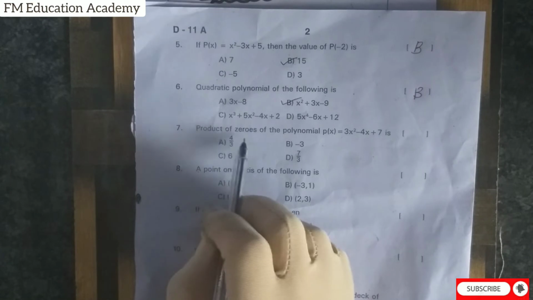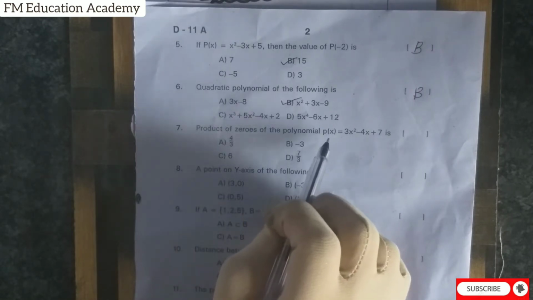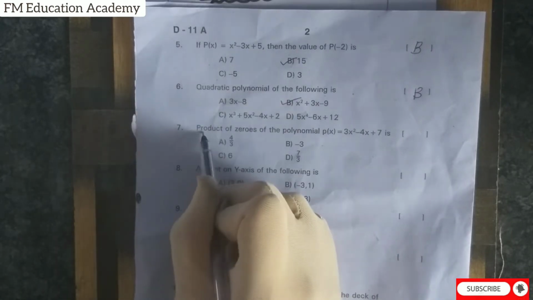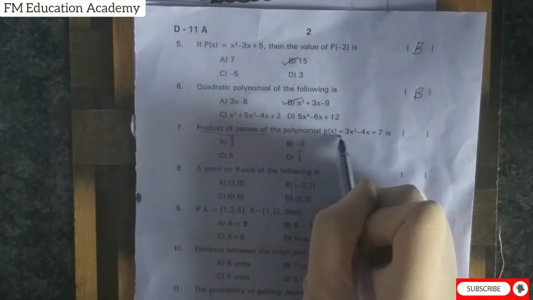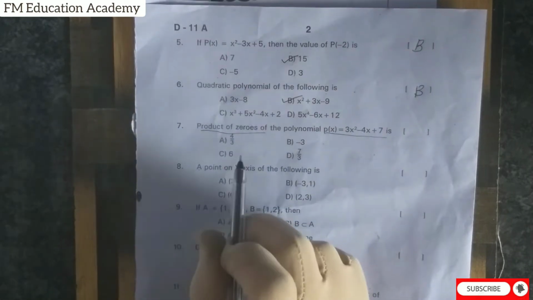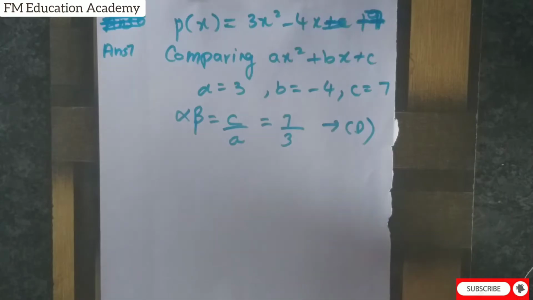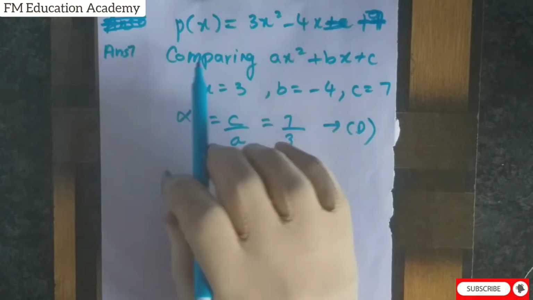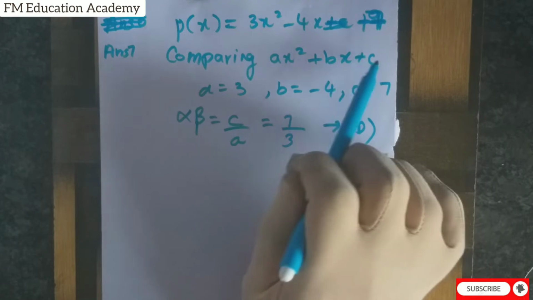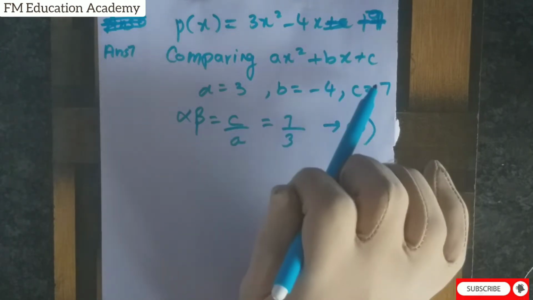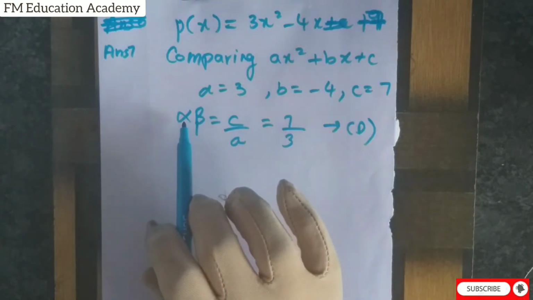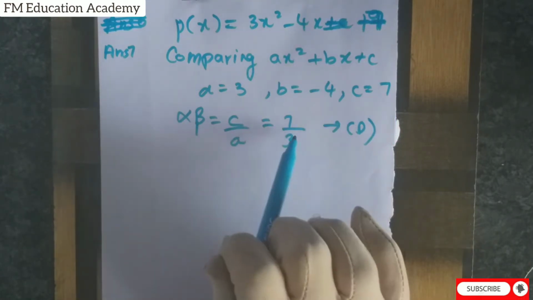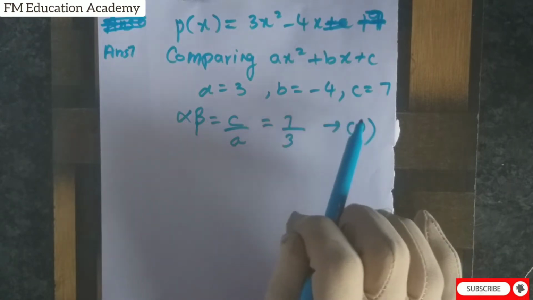Seventh question, product of zeros of the polynomial p of x is equals to 3x square minus 4x plus 7 is. It is asking me product of zeros and polynomial is given. Product of zeros means I have to find out the value of alpha into beta. I compare it with ax square plus bx plus c. A is 3, b is minus 4, and c is 7. Product of zeros, alpha into beta, is equals to c by a. C here is 7, a here is 3. So 7 by 3 is my answer, which is option D.